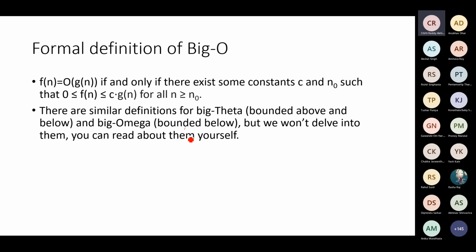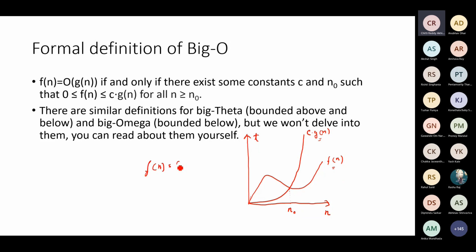To demonstrate what this means, I'll draw a graph here. This is the time taken and this is the size of our input n. Say we have some f of n that scales like this, and now we have some g of n, which is a nice function that grows like this. This is our c times g of n, and this is our f of n. At this particular point n naught, c times g of n is always greater than f of n. So in this case, we can say that f of n is equal to O of g of n.